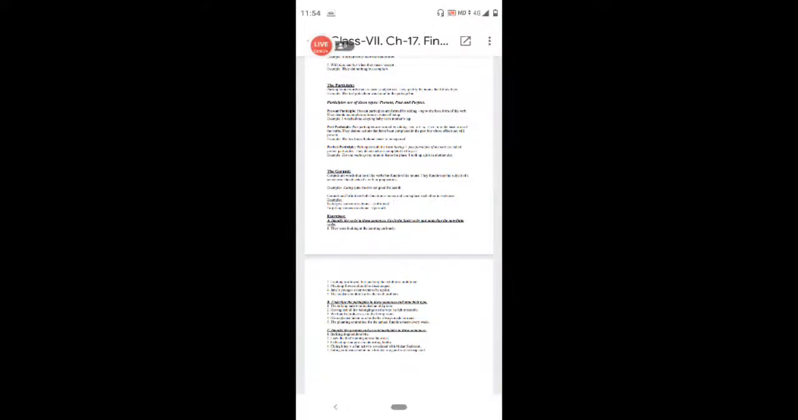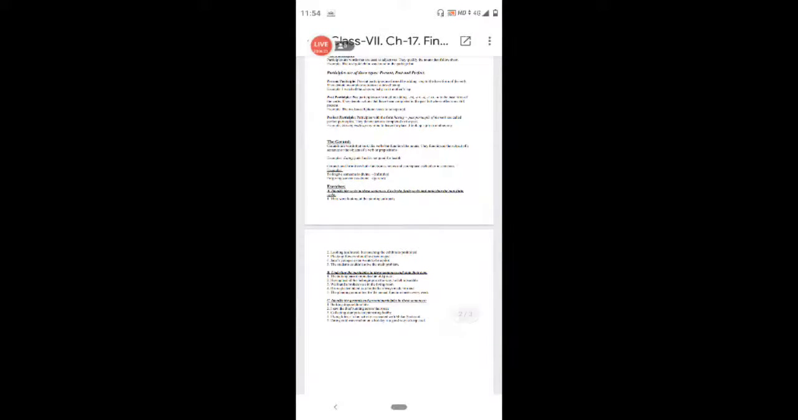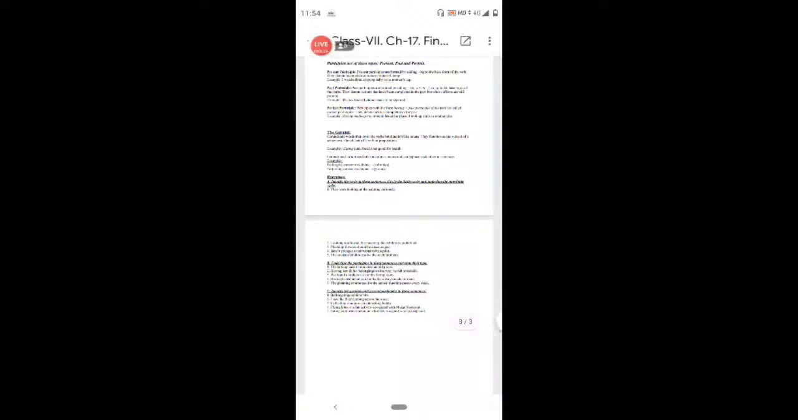These are past participles, and these are formed by adding ed to the base form of the verb. Like broken, broke plus en. Broken cell phone needs to be repaired. So this is a past participle example.